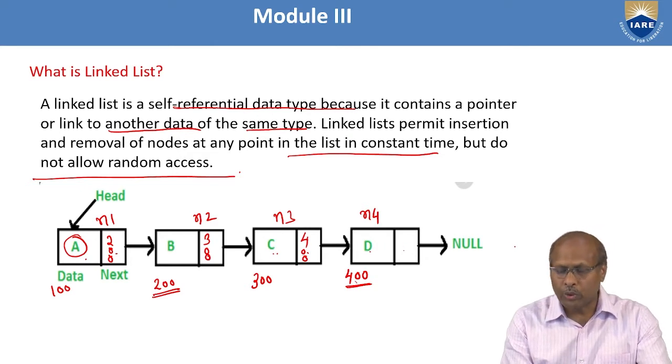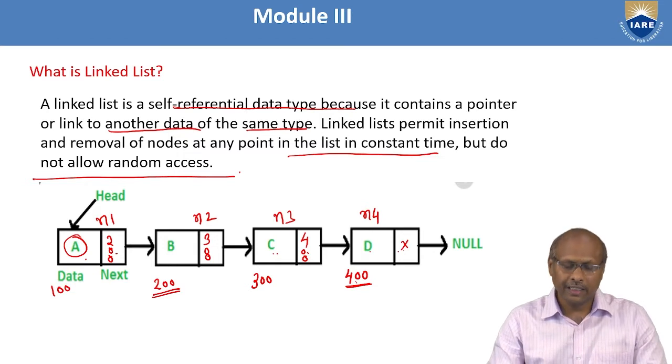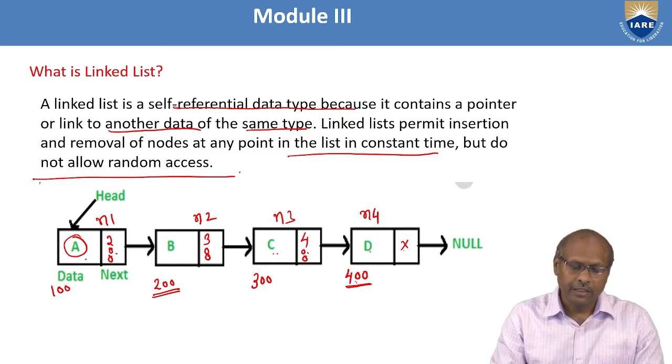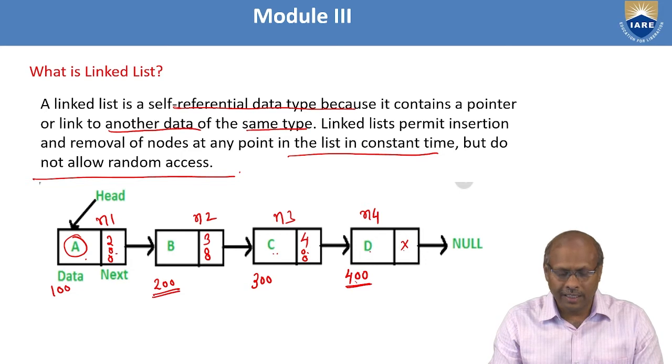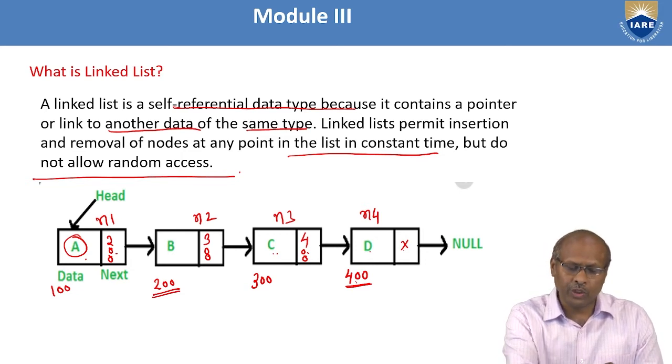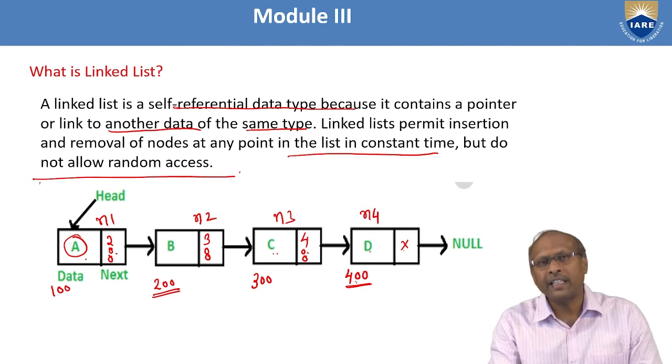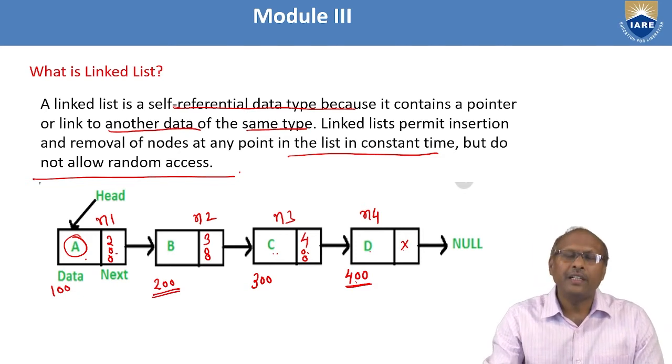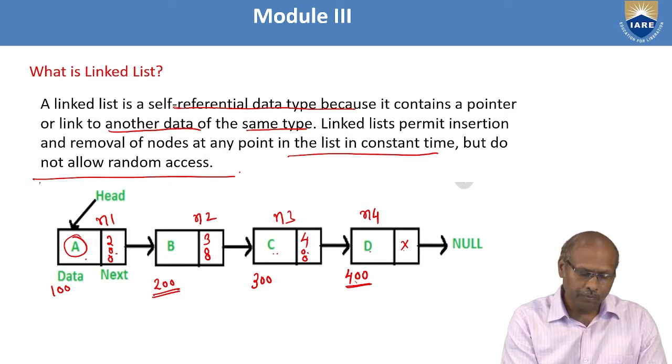Similarly, the fourth node is pointing to nowhere, so it is null. It says that it is the last node of the linked list. This is the way you can write the linked list. Most of the time in the exam they will ask what is a linked list, then you have to display it this way and write a simple linked list representation with a set of nodes.